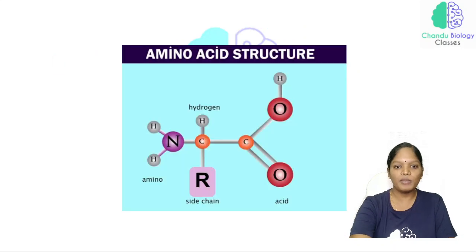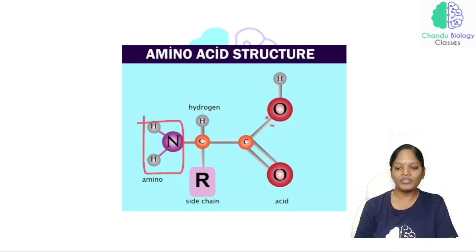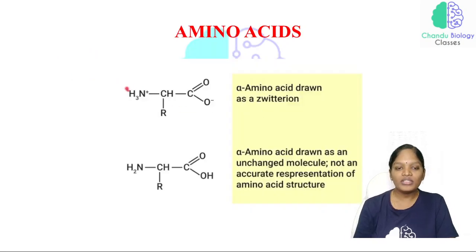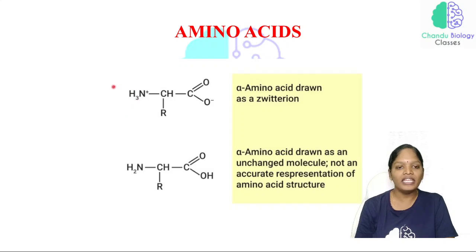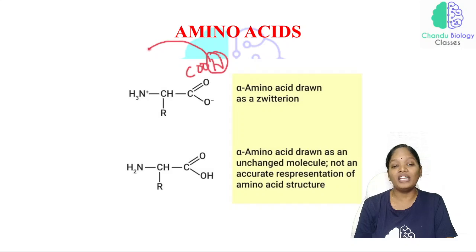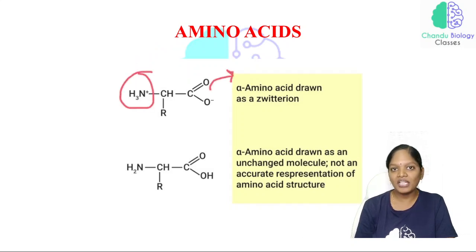Just look at this picture. This is NH2, and look at this structure. Here we have this NH3. How does it exist like this? Let me explain. The amino acid structure is like NH3 plus and COO minus. Originally it is COOH, and this H is donated by the carboxylic acid to this group. Here it is the donor of the hydrogen, and here it is the acceptor of the hydrogen.